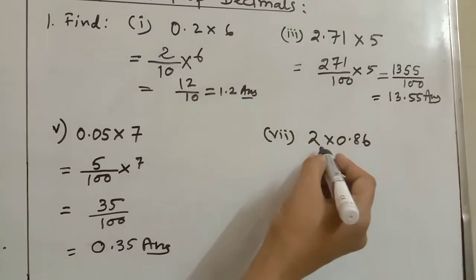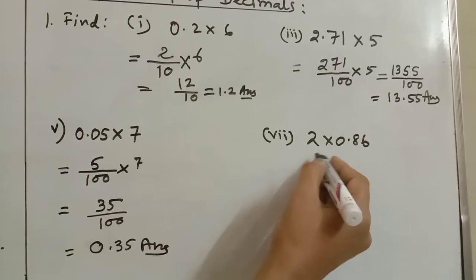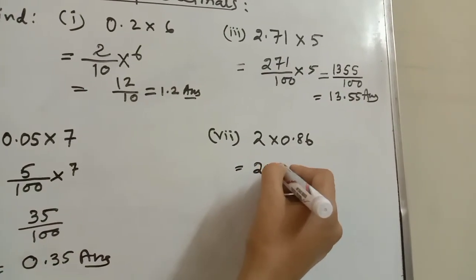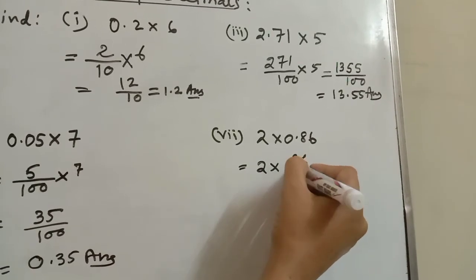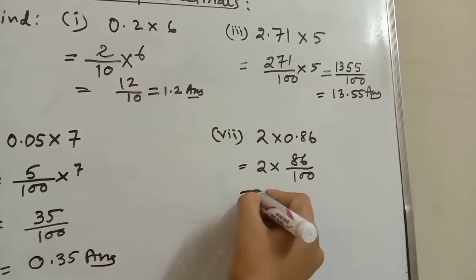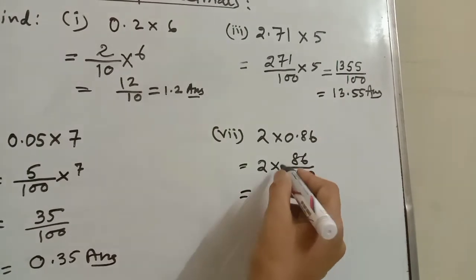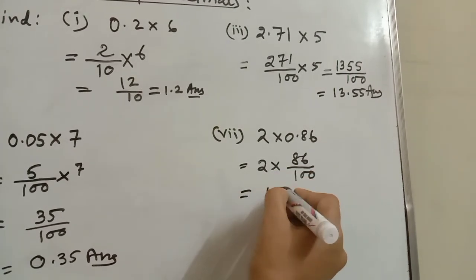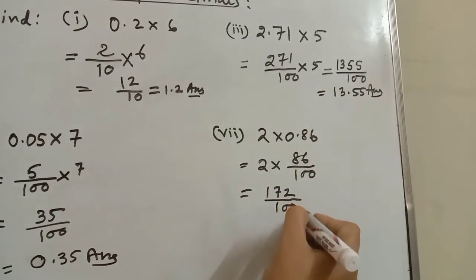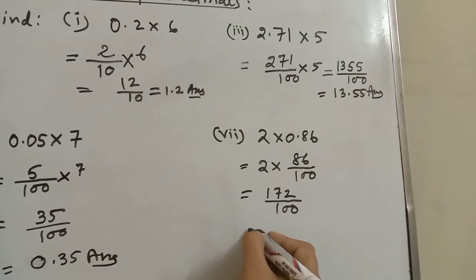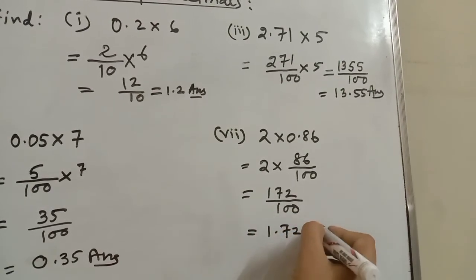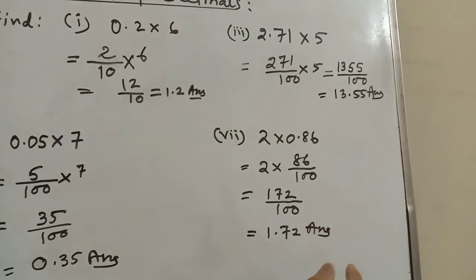Question number 7, 2 into 0.86, it is 2 into 86 by 100. Multiply 2 into 86: 12, 12, 16, 172 by 100, two zeros are there, so two places of decimal, 1.72.